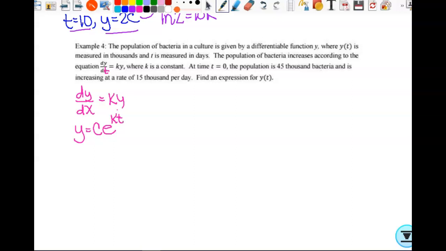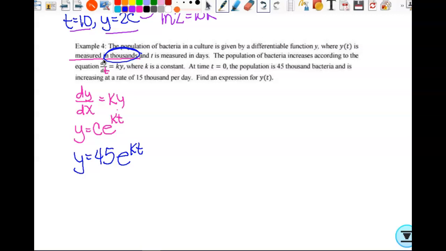Do we know c? 45. So do I write 45,000 out? No. The population of bacteria in a culture is given by a differential function where y of t is measured in thousands. So I don't write 45,000 like I did 20,000 up there. It's just 45. So that means here, y is equal to 45 times e to the kt. Because it says it's measured in thousands, if I have 45, that is 45,000. Yes, exactly.